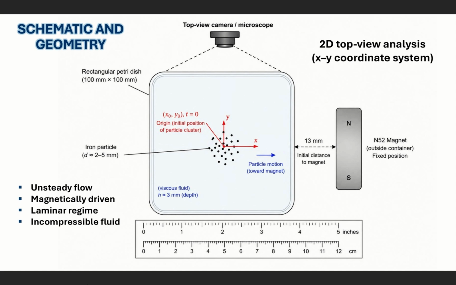The coordinate system is fixed to the Petri dish. The x-axis points towards the magnet, while the y-axis points upwards, consistent across all trials, and the origin is set at the reference particle's initial position at initial time.